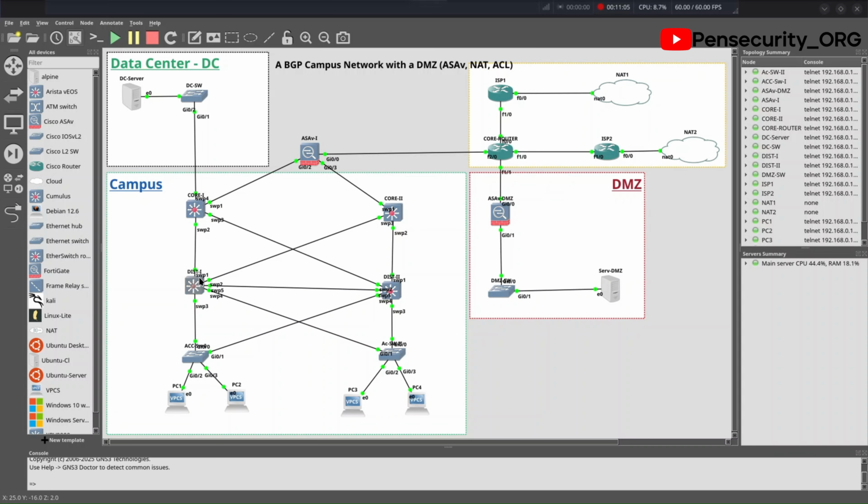Then let's say, for example, I want to request an IP address. The packet will travel from here, go through this layer 2 switch, and come to this distribution channel.